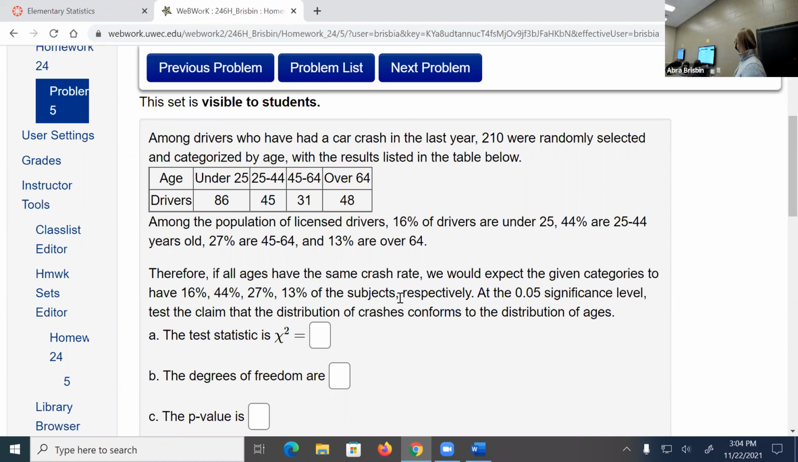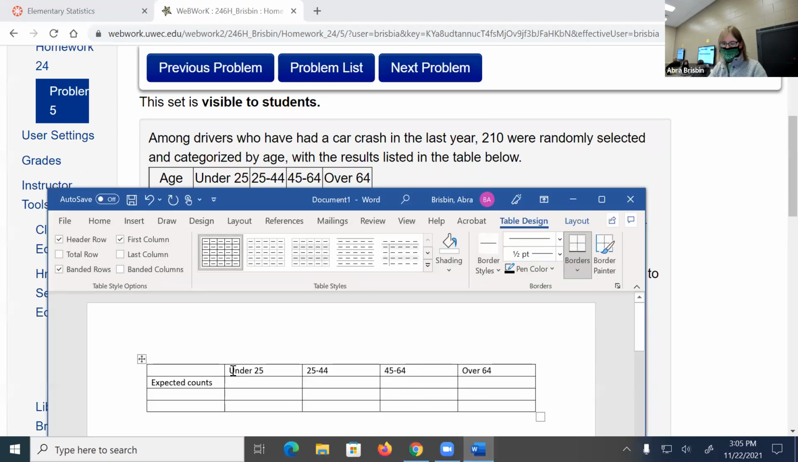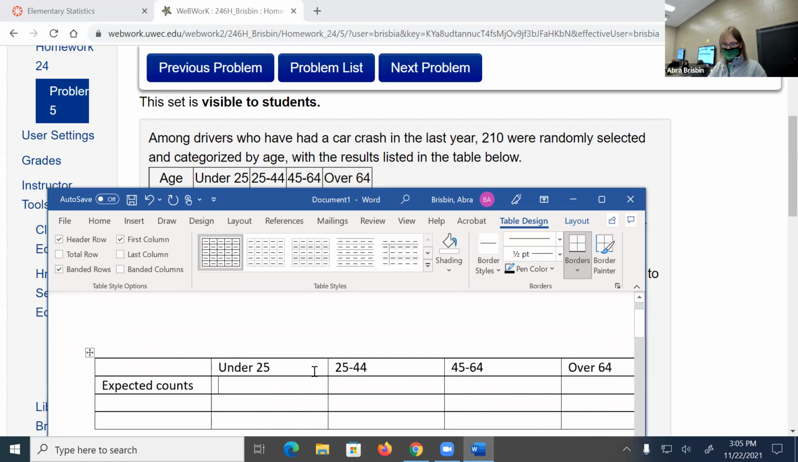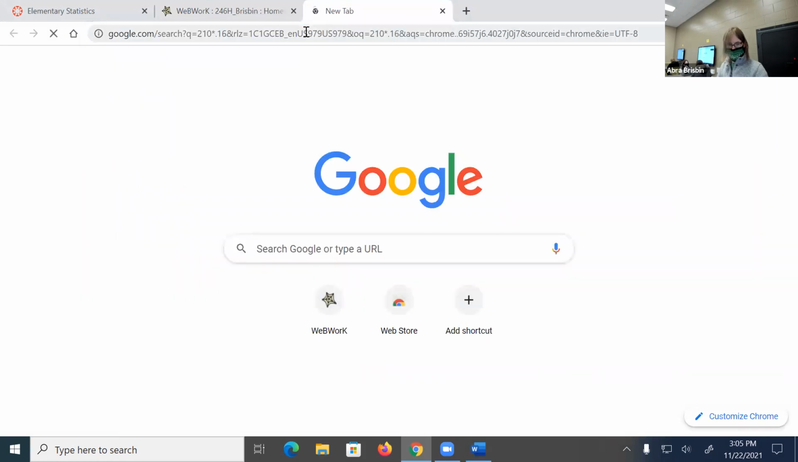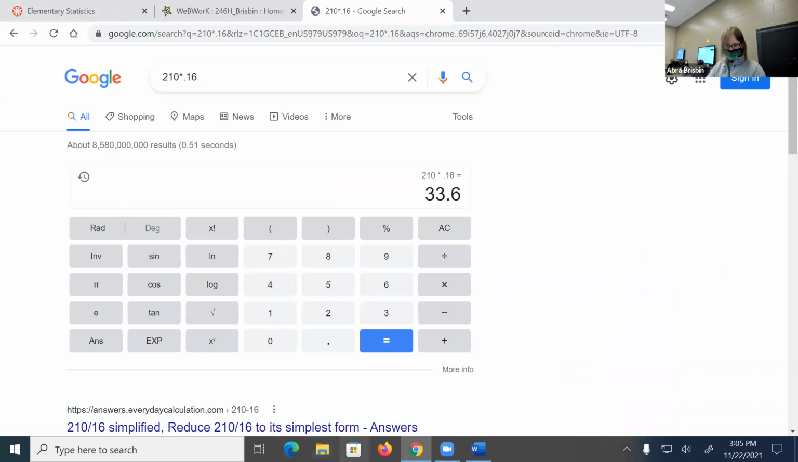Sarah, what can we do? Don't you take that when we do 10 and multiply it by the percentage? Yeah, so n times p, like the mean of a binomial distribution. So 210 times 0.16 for the 16% written as a decimal. So 210 times 0.16. What does that equal? 33.6.